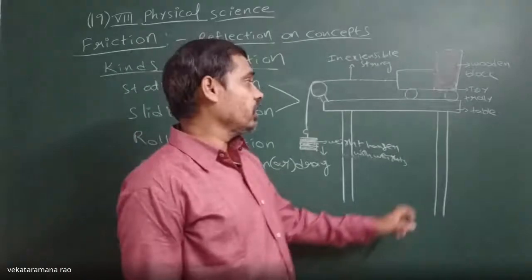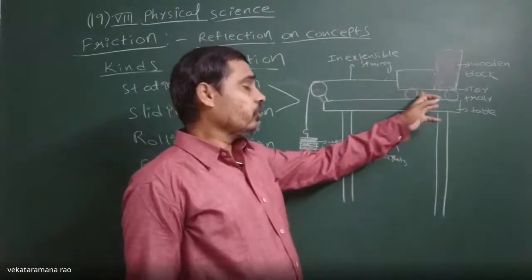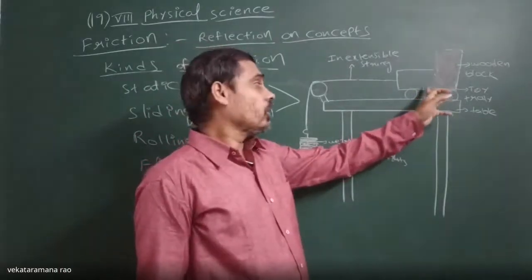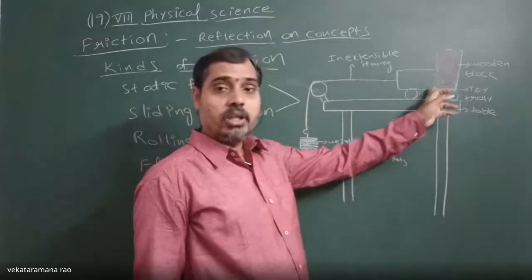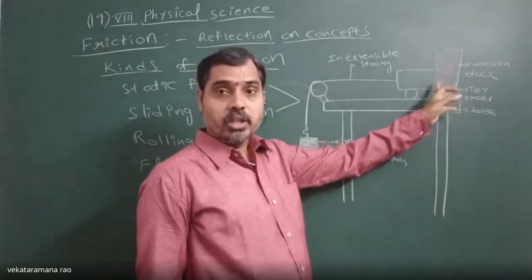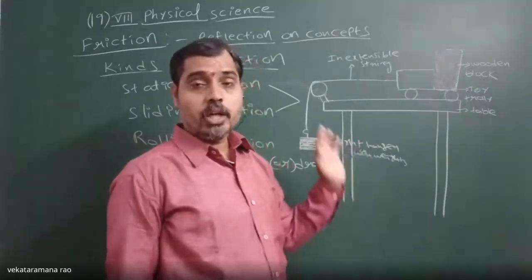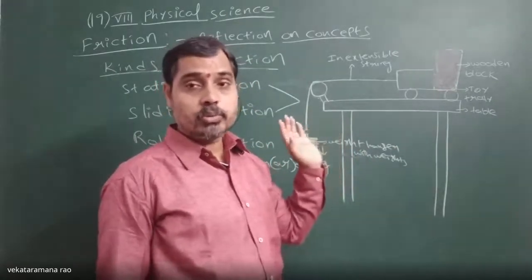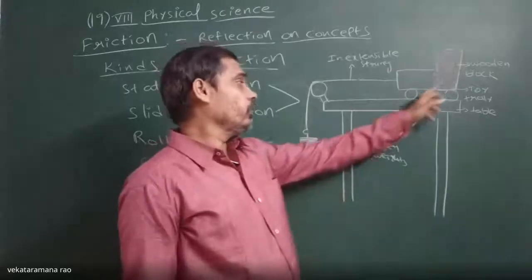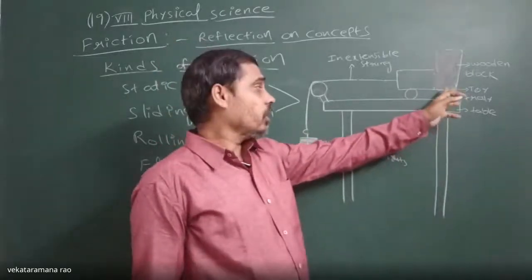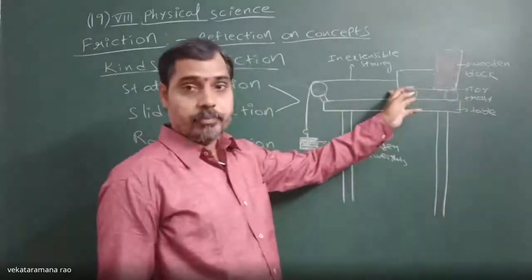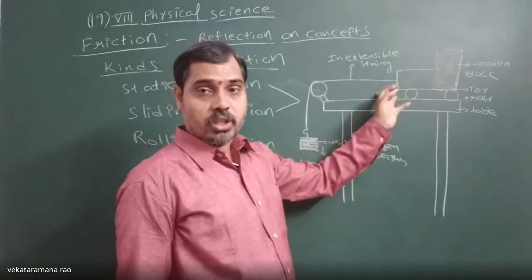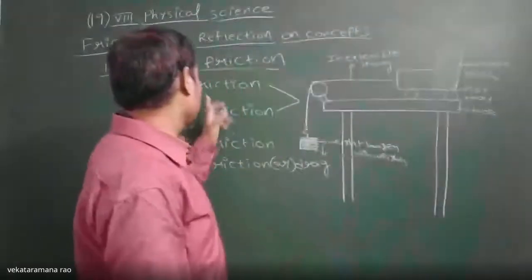So we can tell that here the frictional force is acting between the surface of the toy trolley and the surface of the wooden block. And that frictional force is opposing the wooden block from falling or moving. As a result, it will be in a rest position and it will come along with this toy trolley. That frictional force is nothing but static friction.